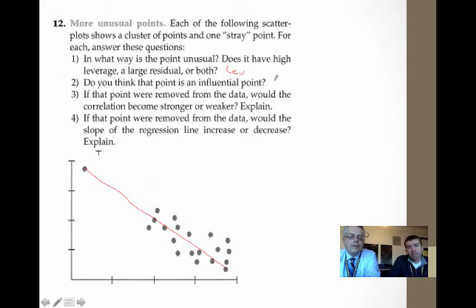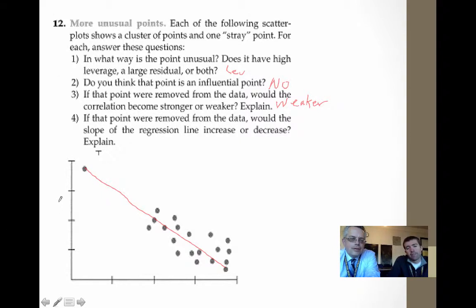Yeah. I don't think this is an influential point, though. No, because it's kind of going the direction the data was going already. So it may strengthen the correlation. So if we remove it, the correlation might get a little bit weaker. It would be tough to know without some numbers, but we can guess weaker. And then would our slope increase or decrease? About the same, wouldn't you say?